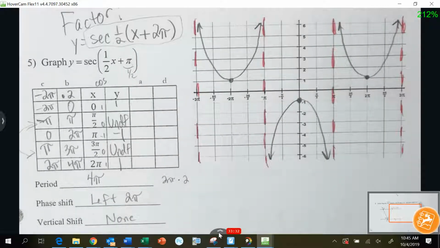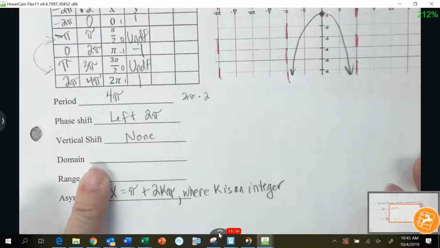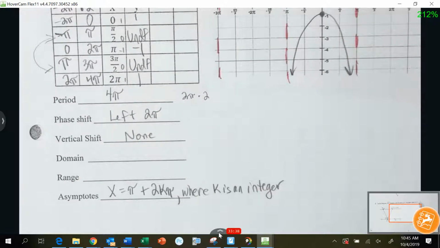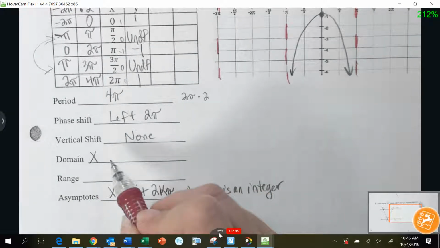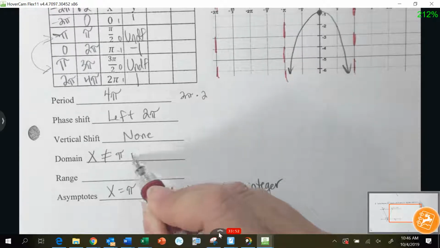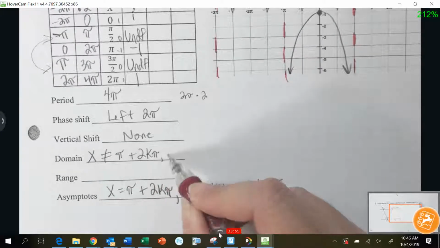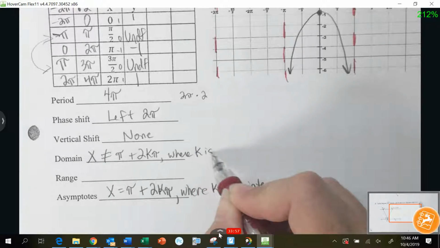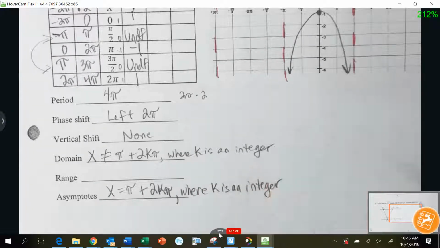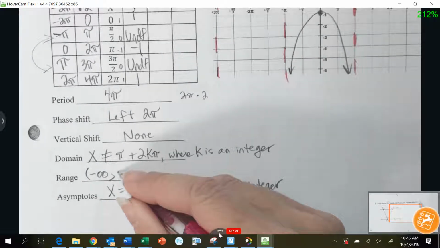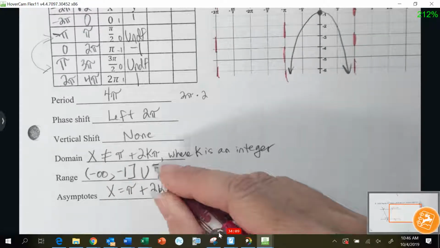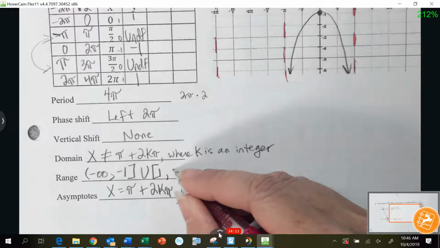The domain, how do I find the domain? Cameron, how do I find the domain? Same as asymptotes except what? Does not equal, right. And then the range is going to be 2 pieces. We're going to start at negative infinity, and we're going to go up to negative 1 with a bracket, union, start at positive 1 with a bracket, go to infinity.